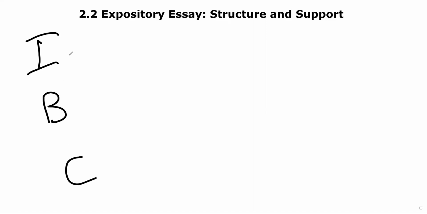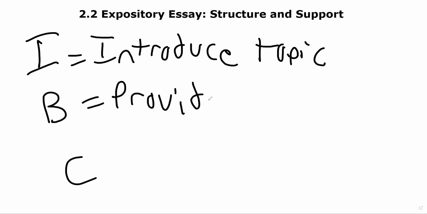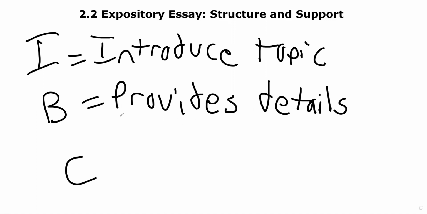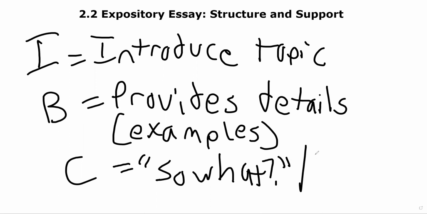So the intro is always designed to essentially introduce the topic. The body provides supporting details and context. In this case, since we are writing an expository essay, we will be using examples as opposed to evidence. So we will put here examples. And then, of course, the conclusion is answering the so what question. And by doing so is trying to arrive at what is significant or important about the essay.